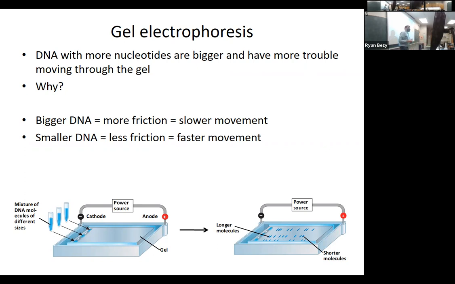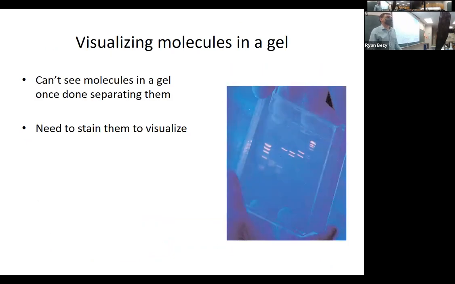Bigger DNA molecules generate more friction against the gel, and that slows them down, so they have slower movement. Smaller DNA molecules generate less friction against the gel. They bump into it less often, and therefore they move more quickly. So wherever you loaded your sample, the closer it is to the wells, the bigger the DNA molecule. They don't move very far. Small DNA molecules are going to move much further down the gel. So longer molecules towards the wells, shorter molecules away from the wells. Questions about that?